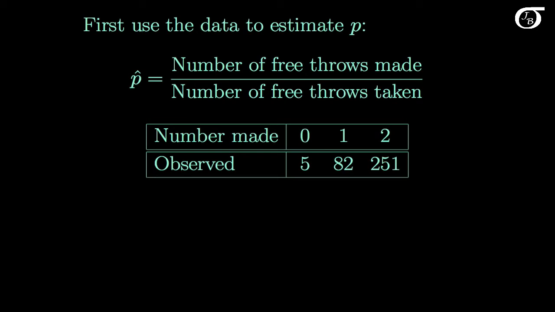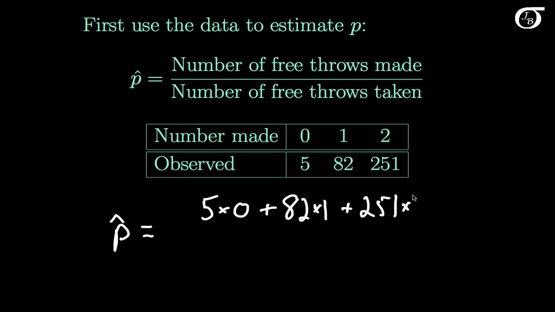We're going to estimate his true probability of success with the proportion of free throws that he made, and this is simply going to be the number of free throws made over the total number of free throws taken. And our p hat then is going to be equal to, well, on 5 occasions he made 0. So the numerator is going to start with 5 times 0. On 82 occasions he made 1, so I'm going to add 82 times 1. And on 251 occasions he made both, and so I'm going to add 251 times 2.